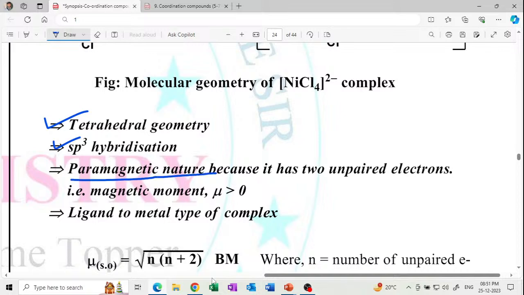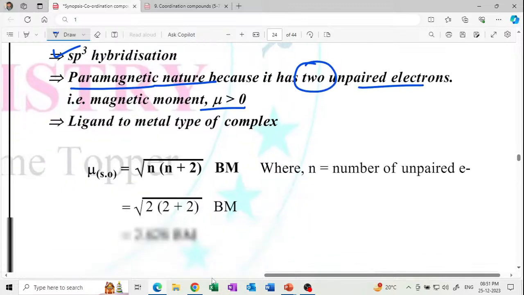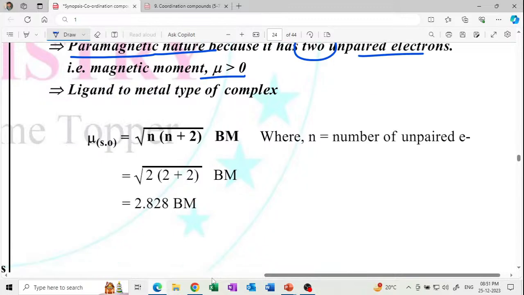Paramagnetic nature. Why paramagnetic nature? Because it contains 2 unpaired electrons. Magnetic moment greater than 0. Get it? Then how to calculate the magnetic moment? It is the square root of 2 times (2 plus 2), so this is 2.8. This is the magnetic moment.